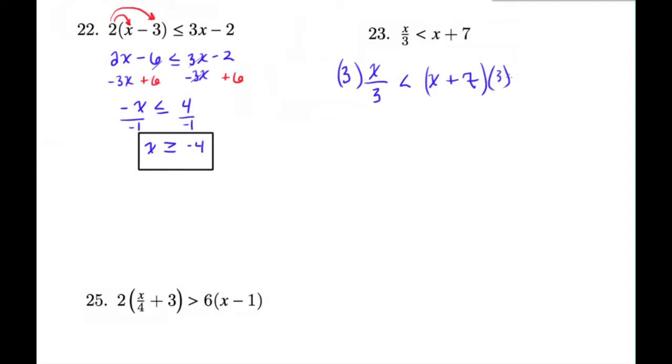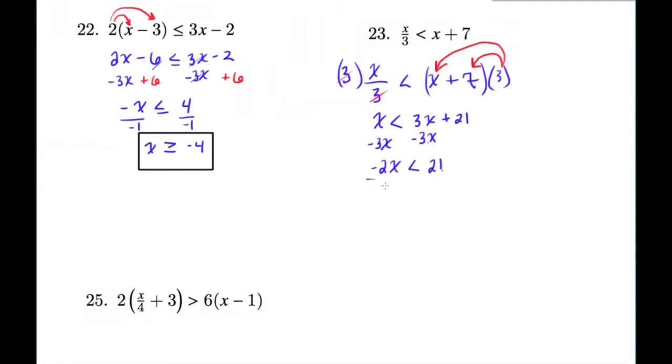Now if I multiply it, the left side cancels the 3's. For the right side, I have to be careful. I have to distribute this in the entire quantity of x plus 7. So I get x is less than 3x plus 21. This time, let's say I'll subtract 3x from both sides. We need to get our x terms together. x minus 3x is negative 2x is less than 21.